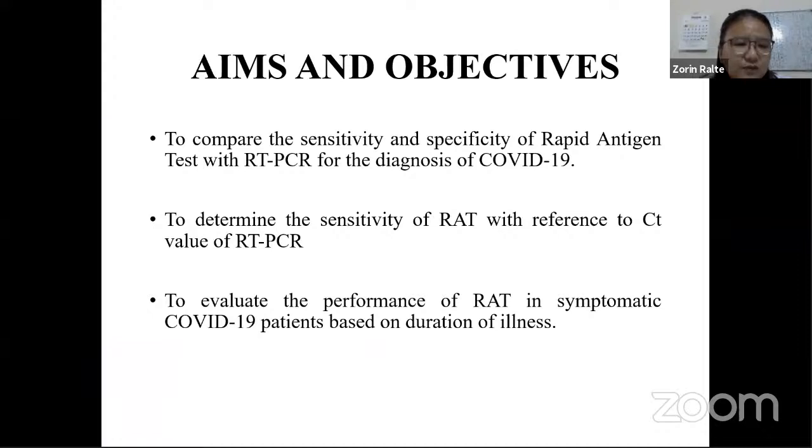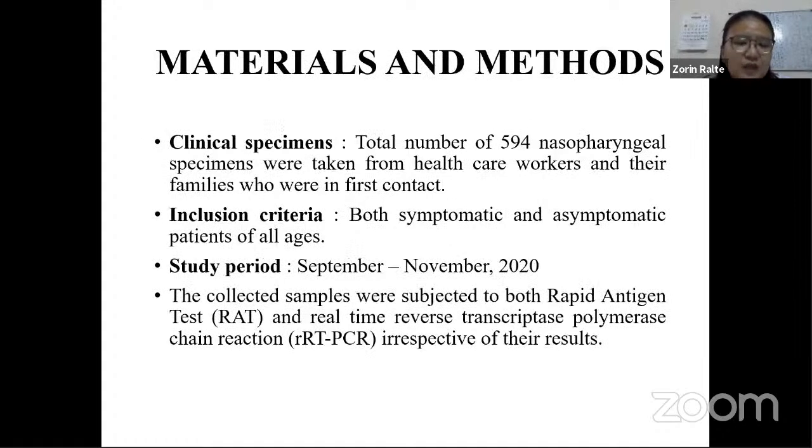The aims and objectives of my study are to compare the sensitivity and specificity of rapid antigen test with RT-PCR for the diagnosis of COVID-19, to determine the sensitivity of rapid antigen test with reference to the CT value of RT-PCR, and also to evaluate the performance of rapid antigen test in symptomatic COVID-19 patients based on the duration of their illness.